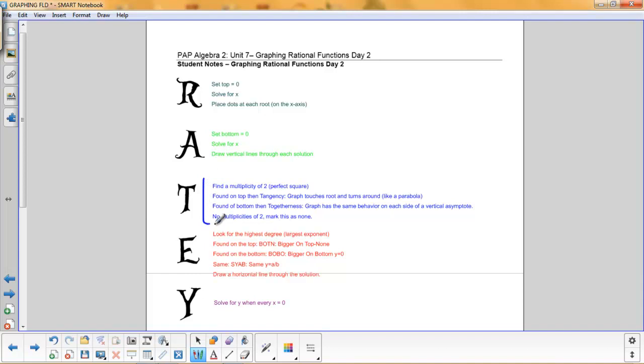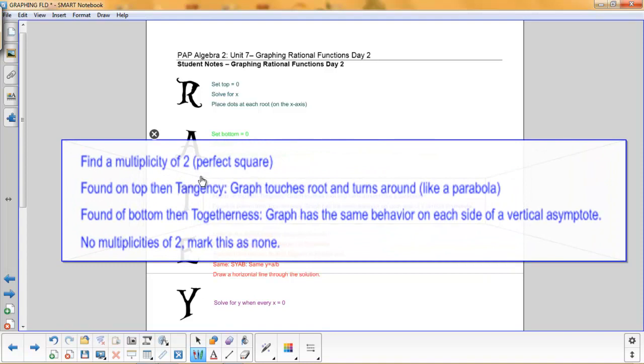T tends to be a little bit confusing, so we'll spend just a moment on it to make sure we understand what we're looking at. All right. T stands for tangency or togetherness. This is the behavior of the graph around roots or vertical asymptotes. We've got to look carefully at where the tangency or togetherness occurs so that we know which one is which. Until you really get this down, you'll be referring to your notes frequently to make sure that you make the connections to what you're looking at here.